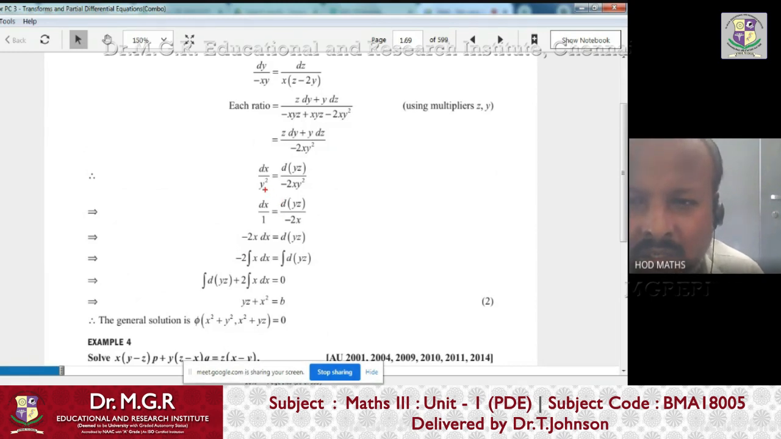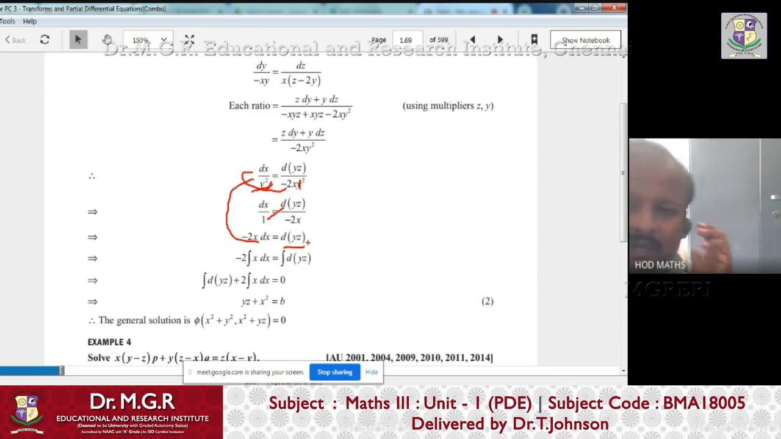So y square goes here, it will cancel out. Then this minus 2x goes here, so that it is minus 2x dx. And here once you cancel out, it is only 1. So 1 into d of yz. So that is nothing but d of yz, right?